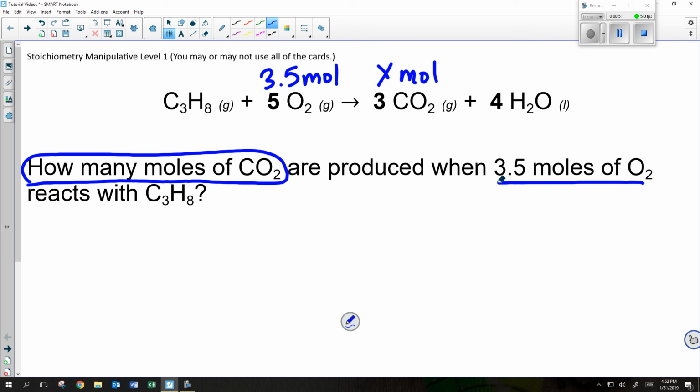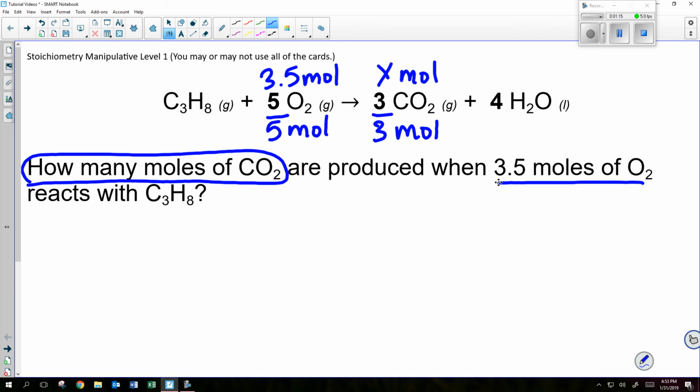From our balanced chemical equation, we know that 5 moles of O2 is needed to produce 3 moles of CO2. So, under my O2, I'm going to write 5 moles. Under my CO2, I'm going to write 3 moles. Now I have everything I need to set up my proportion.